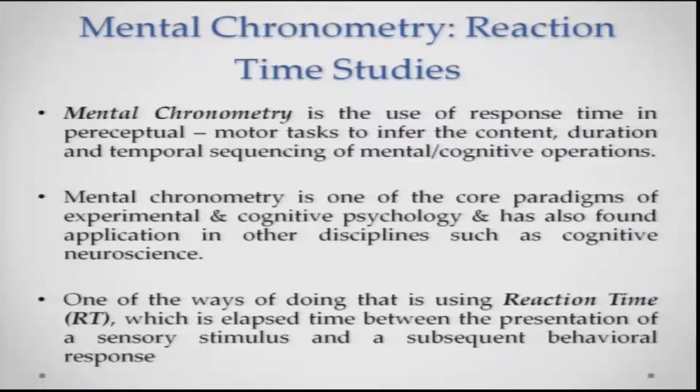Mental chronometry is one of the most important and core paradigms in experimental and cognitive psychology, and it has also found use in other disciplines such as cognitive neuroscience. We will talk about that in a while. One of the easiest ways of using mental chronometry is to measure reaction time. What is reaction time? Reaction time is simply the elapsed time between the presentation of a particular stimulus and the appearance of a subsequent behavioral response.